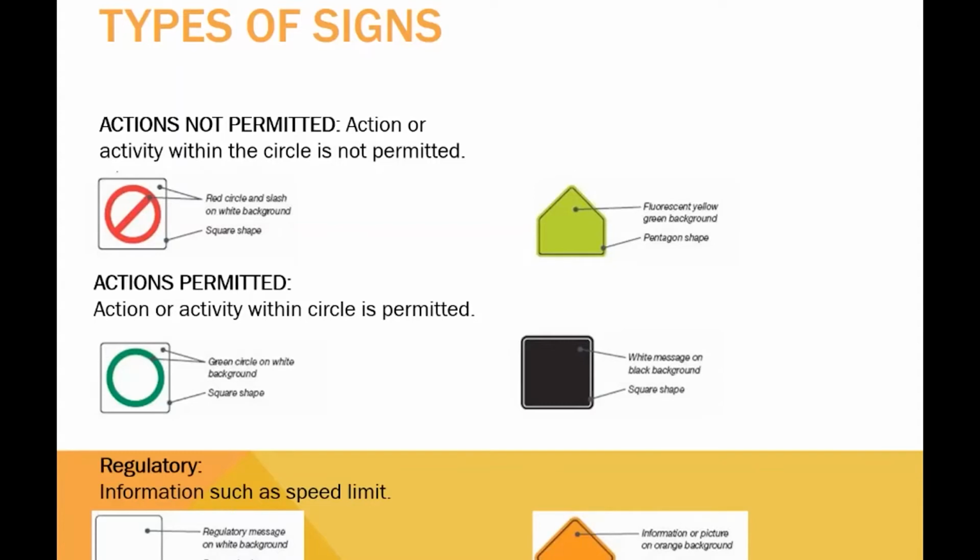So the next one is the regulatory sign. And right now it's just white, but you'll never see just a plain white one. You'll see something in it. Usually those are speed signs on them. That shows you the speed limit within that area. And we'll go into more detail of different speed limits and in what areas.